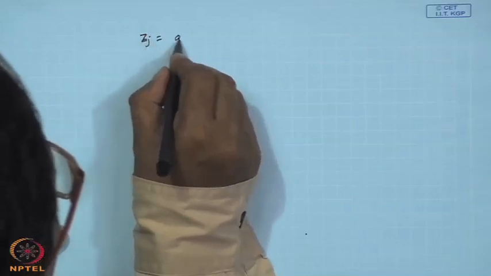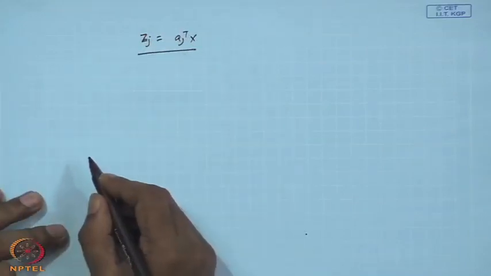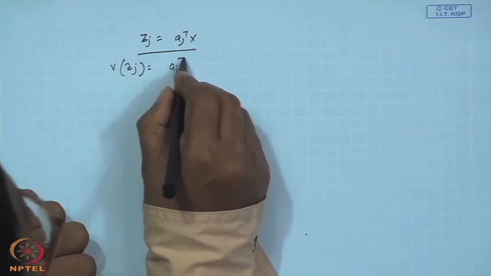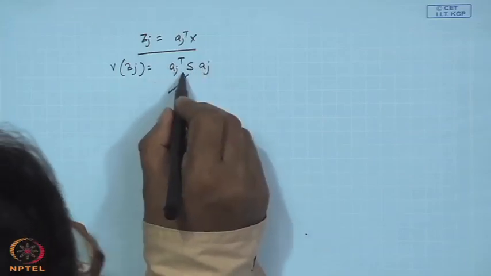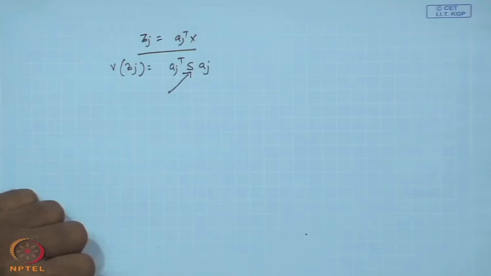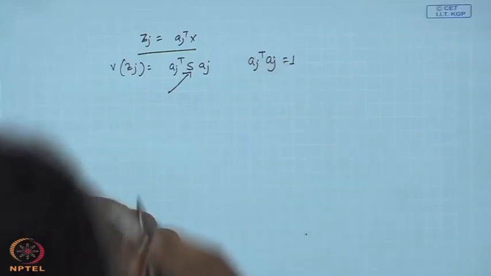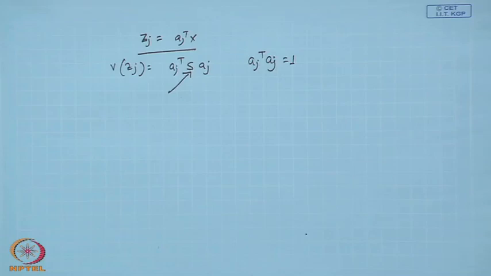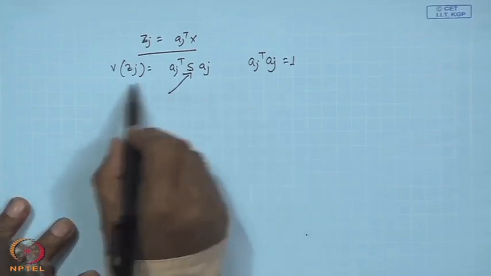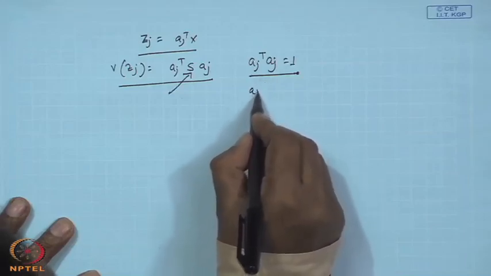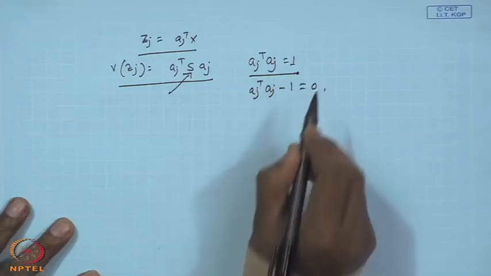So, essentially what we are doing now, if I go by the general component Zj, this is my Aj transpose x. We want to maximize the variability of this, which is Aj transpose S Aj. Now, I am using the sample covariance matrix, and subject to Aj transpose Aj equal to 1, correct. So, we have two things: first, we want to maximize this, and second, we have this constraint, which I can write as Aj transpose Aj minus 1 equals 0.